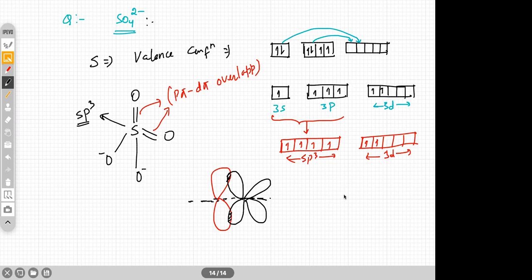No, it is lateral. You see, axial is along that dotted line. This is lateral overlap. P pi d pi is this. See, the orbital of sulfur that is involved in this pi bond is the d orbital, right? But the orbital of oxygen is the p orbital. So here we have p d overlap, which forms a pi bond. That's why it is p pi d pi overlap.